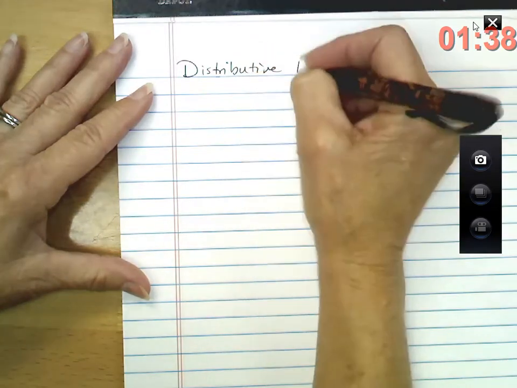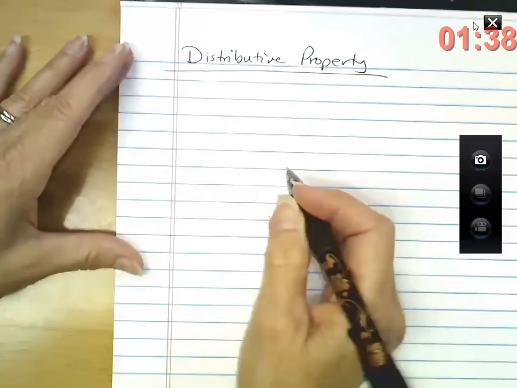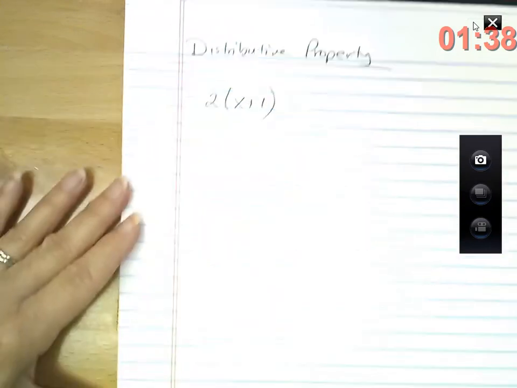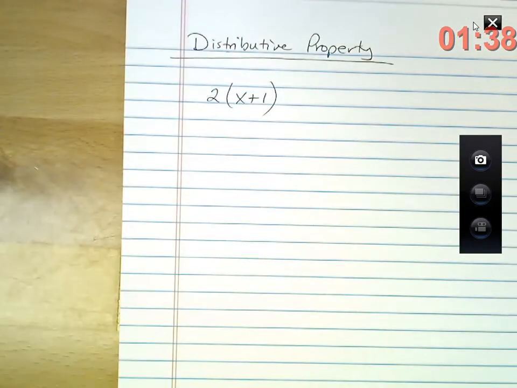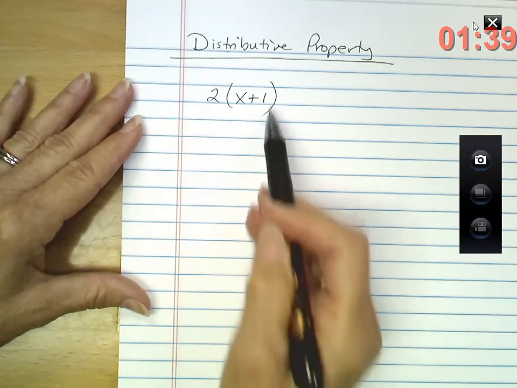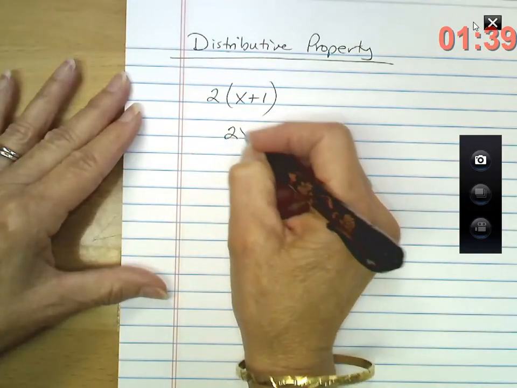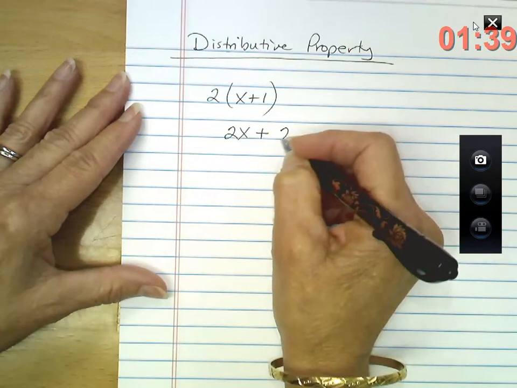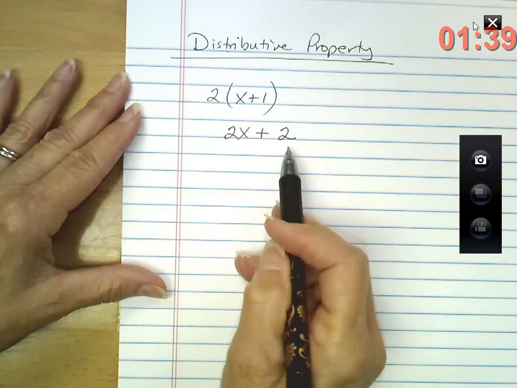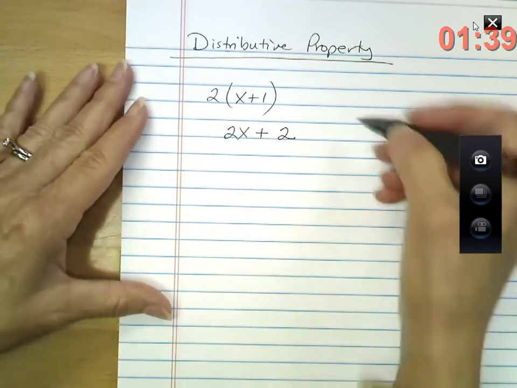Now, next thing, we have to remember our distributive property and how we're going to use it in an equation. Distributive property: 2 times x plus 1. The distributive property says to take the outside one times the first one plus the outside times the second. So to simplify this, that would be a 2x plus 2. 2 times x is 2x plus 2 times 1 is 2. We're using the distributive property to make it a simpler problem.